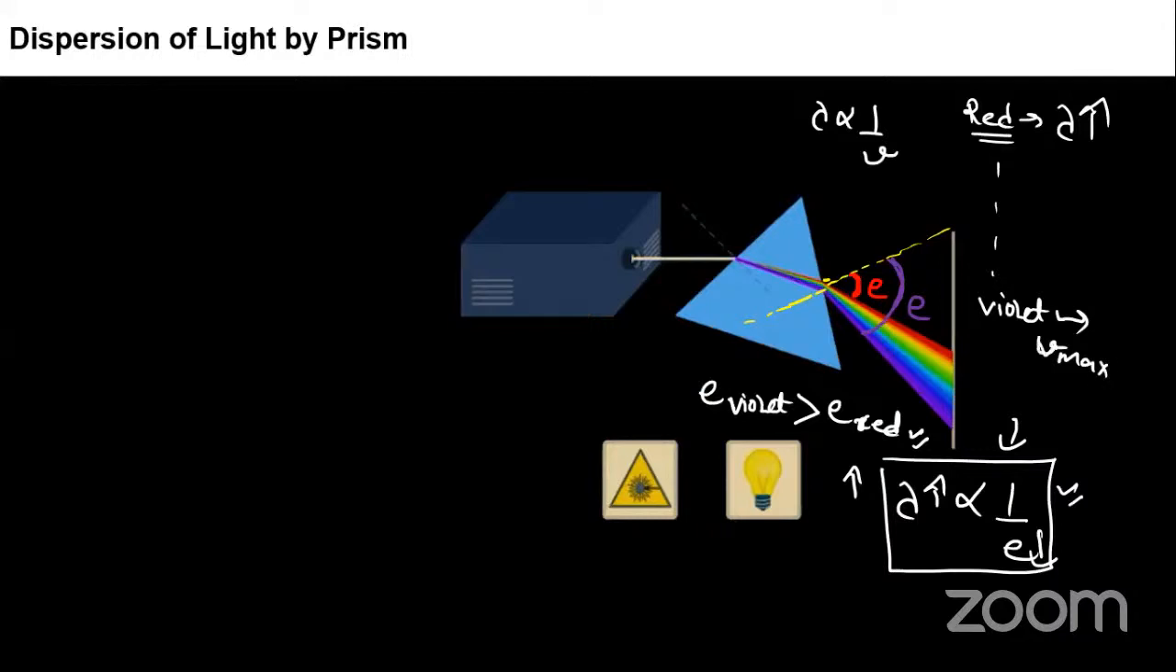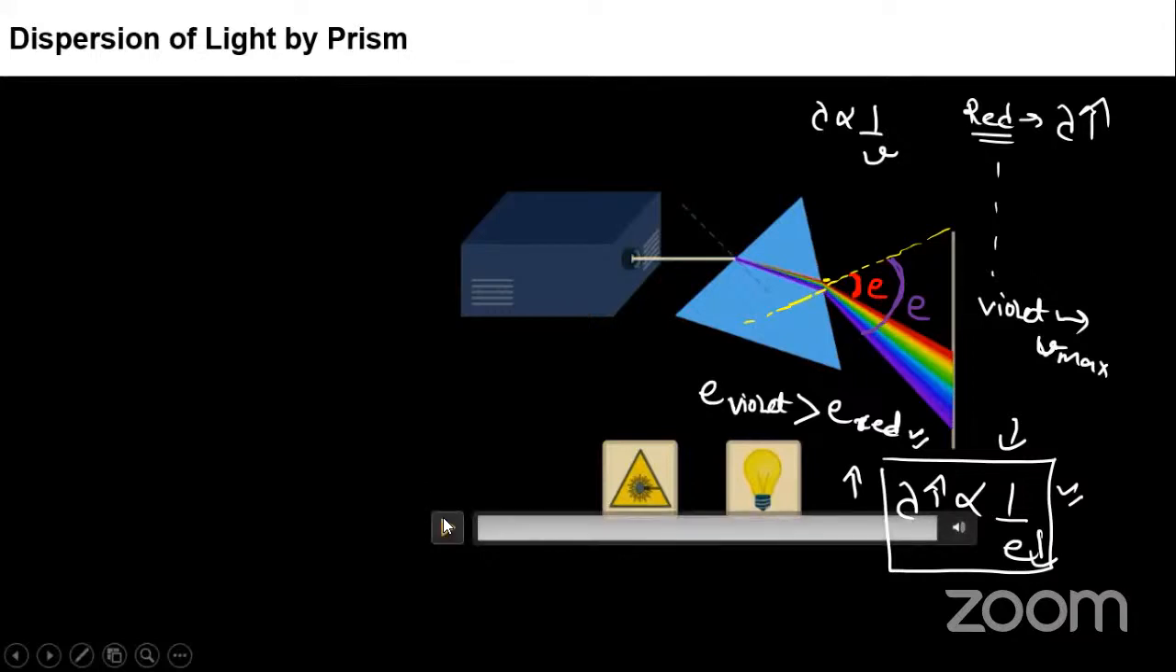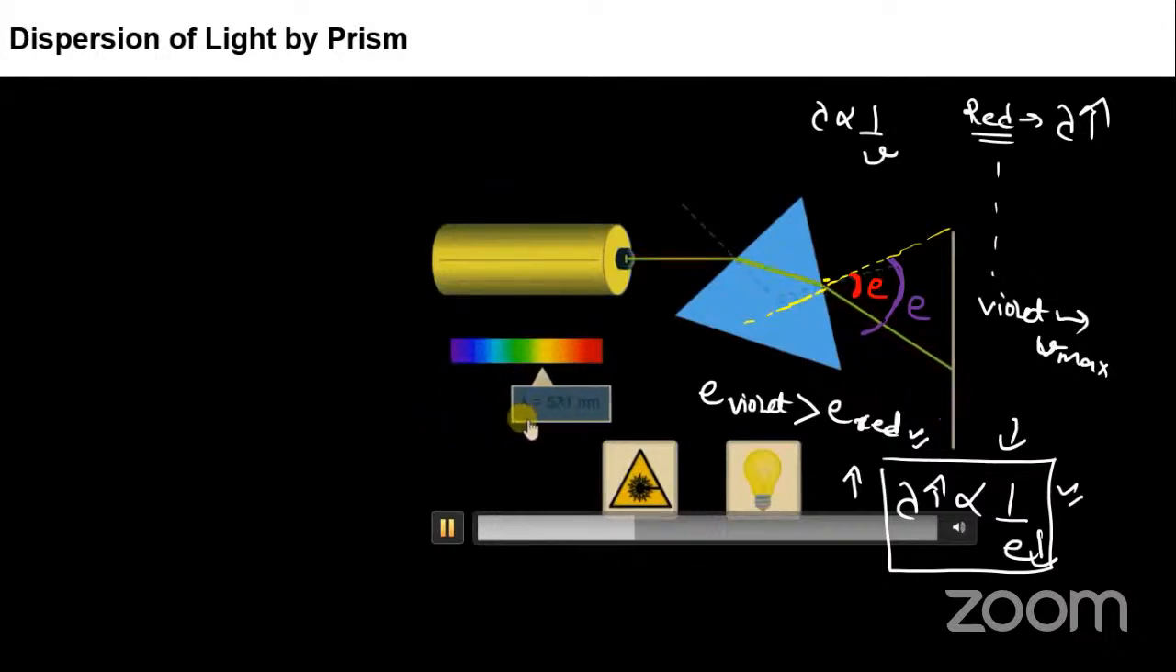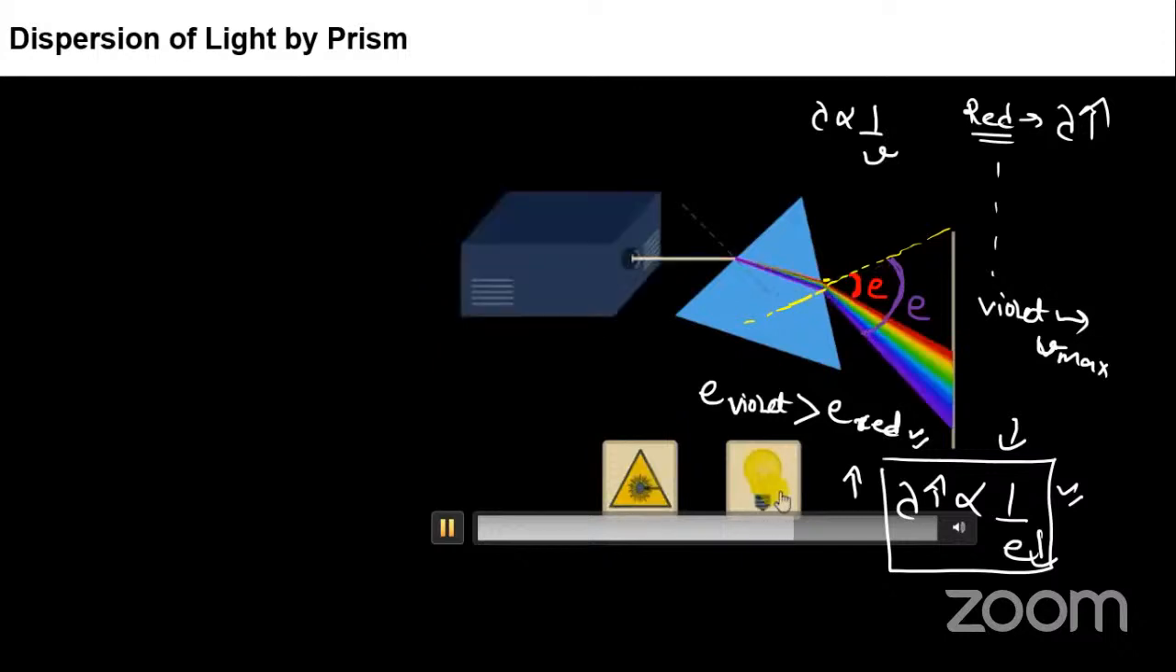Again, I'm launching a video one last time for you. See, this is blue light. As I'm increasing the wavelength, the corresponding color is coming in the emergent ray. See, red is nearer to the normal now. And now you see the same thing again. I hope you got this.